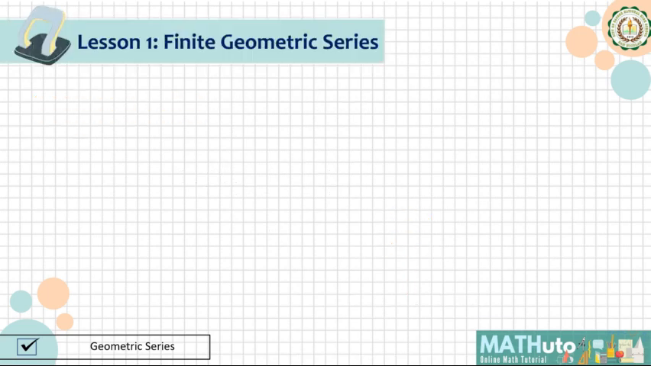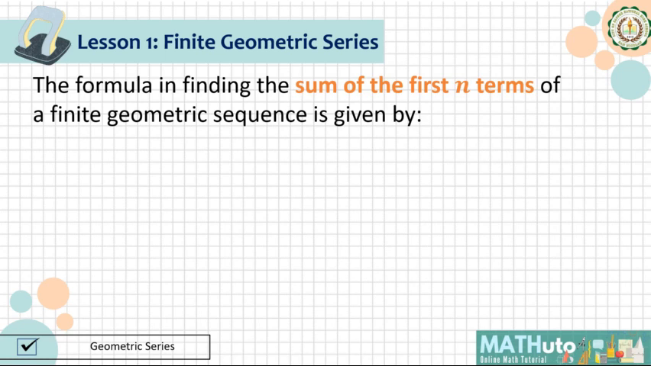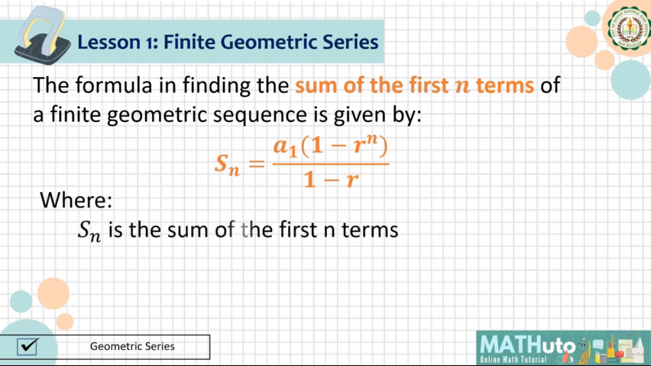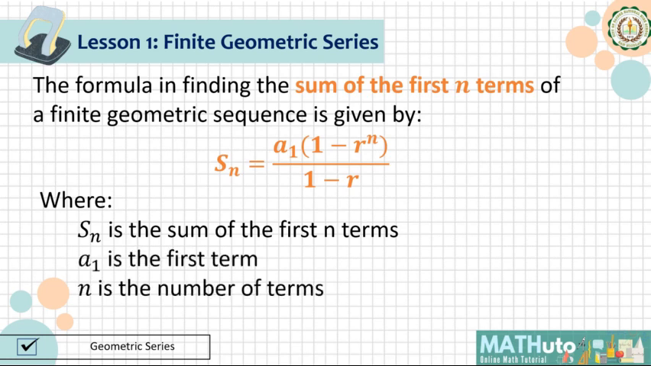We are now given the formula in finding the sum of the first n terms of a finite geometric sequence. It is given by S sub n is equal to a sub 1 times quantity 1 minus r raised to n, all over 1 minus r. Wherein S sub n is the sum of the first n terms, a sub 1 is the first term, n is the number of terms, and r is the common ratio.